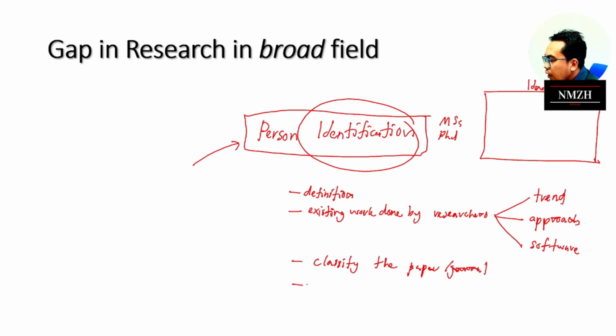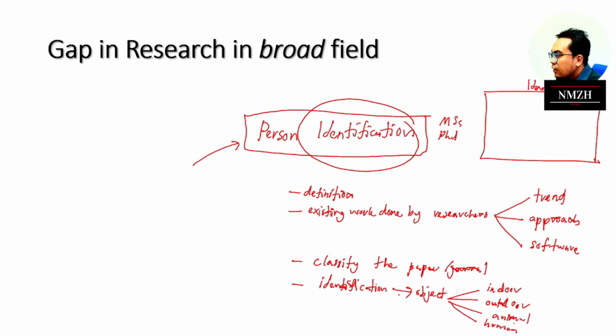To classify the journals, instead of talking only about identification, we could then discuss what the object is. The object could be an indoor object, an outdoor object, animals, or humans. So that brings us to the next slide, the specific field. Regarding the broad field, as I mentioned earlier, we need to identify the definition first. So what happens in identification?